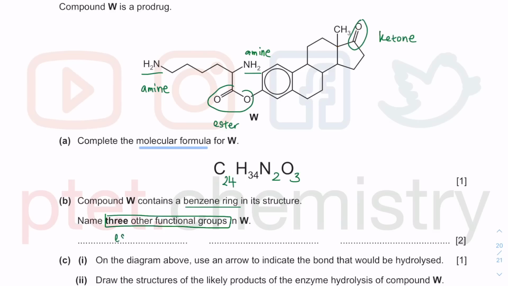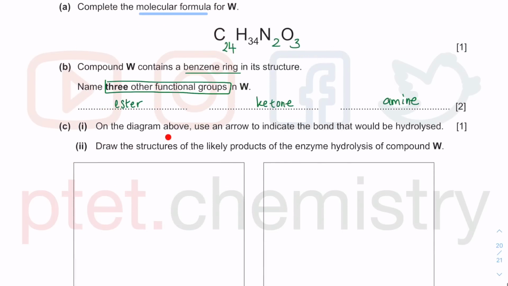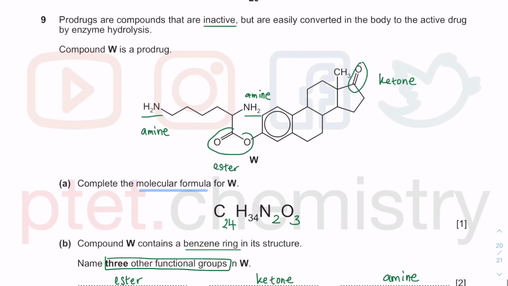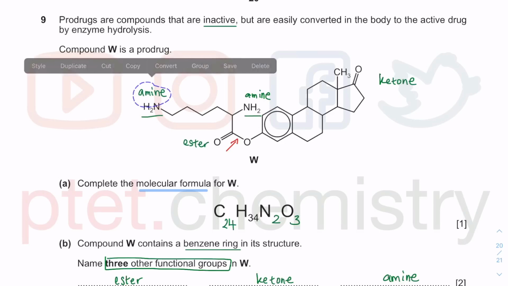So what do we have? We have ester, we have ketone, we have amine. Those are the 3 other functional groups, apart from benzene, which they already provided in the first part of the question. On the diagram above, use an arrow to show the bond that will be hydrolyzed, the bond, so singular. So I don't want to circle or anything. I'm just going to draw an arrow. So this arrow will cut through that CO single bond of the ester, because that is where you will hydrolyze the ester.